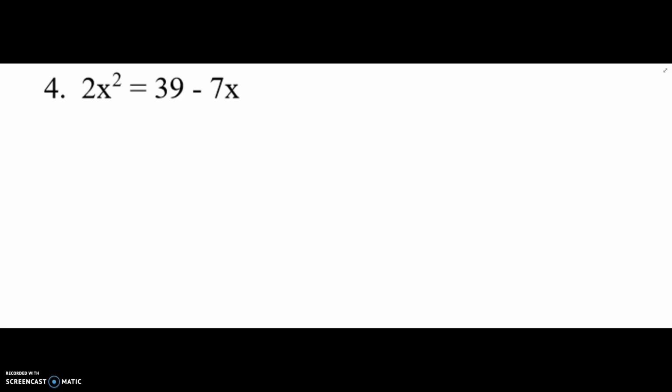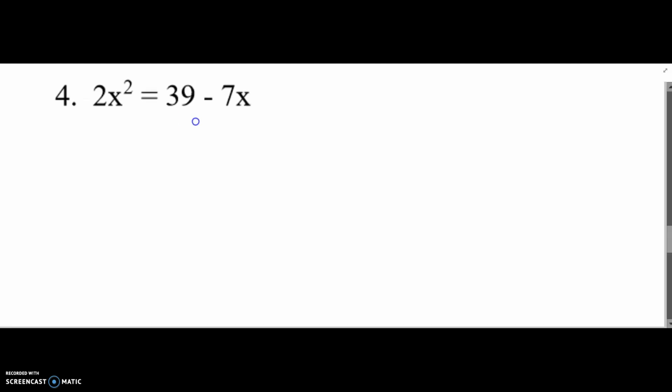All right, so we are continuing with day 6 notes here. We're on problem number 4. The first thing that we'll have to do for problem number 4 is make sure that our problem is in standard form. Right now it is not, so we need to move all of our terms to the left side of the equal sign so the right side can be 0.